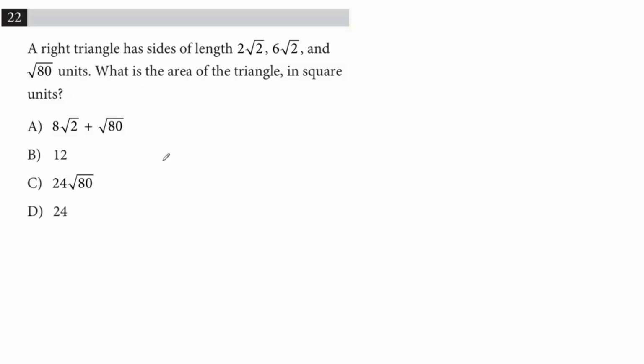Let's dive right in. So here's the problem that we're going to be looking at. It says a right triangle has sides of length 2 times the square root of 2, 6 times the square root of 2, and square root of 80 units. What is the area of the triangle in square units? And the four choices we have here: A is 8 times the square root of 2 plus the square root of 80. B is 12. C is 24 times the square root of 80, and D is 24.